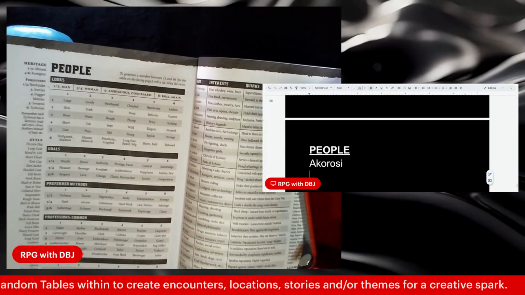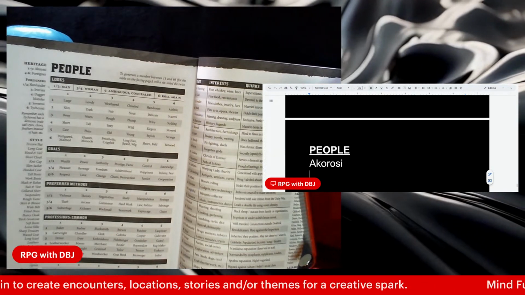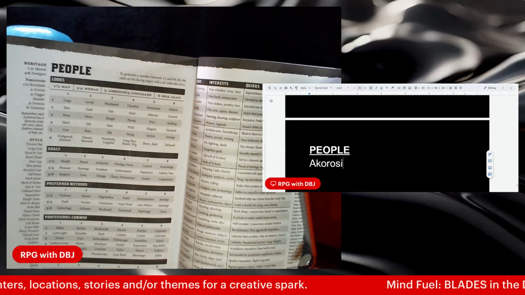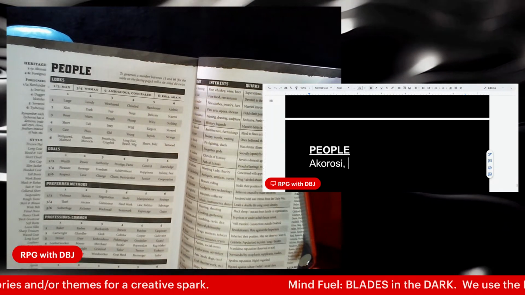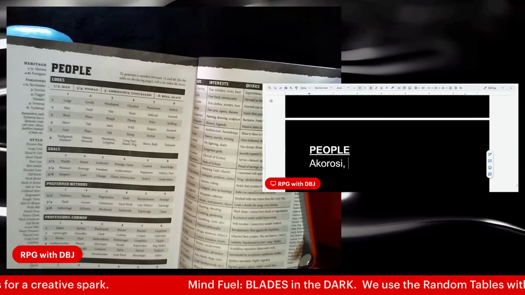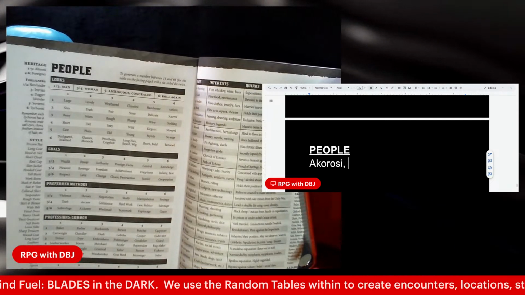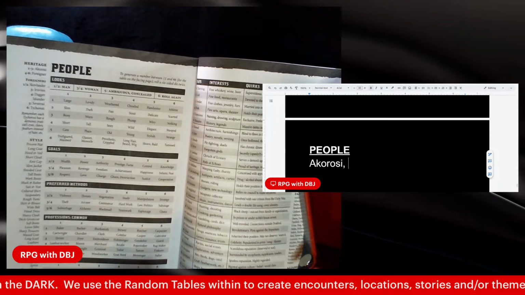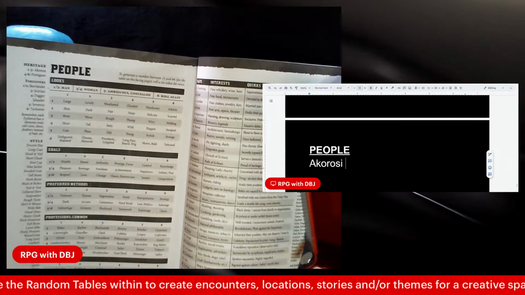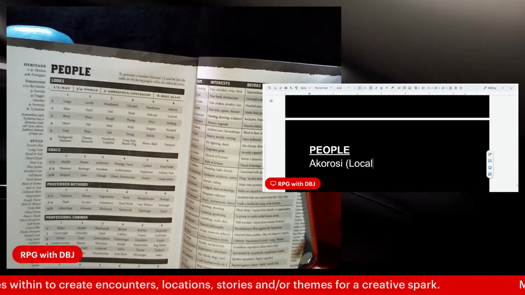Now in the game, do I know what Akorasi means? I don't know off the top of my head. I'd have to look it up. Although maybe even the players don't understand, so you could make it up. Because it either says Akorasi or foreigner, which means they must be local. So I'm going to put local.